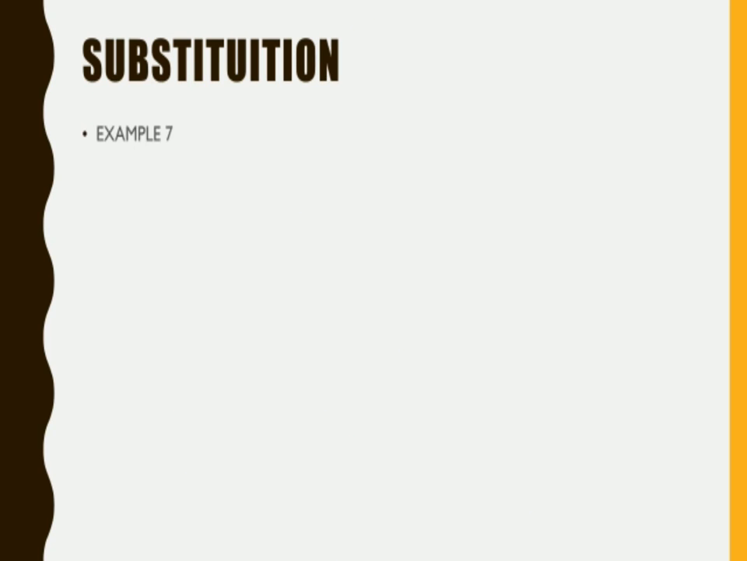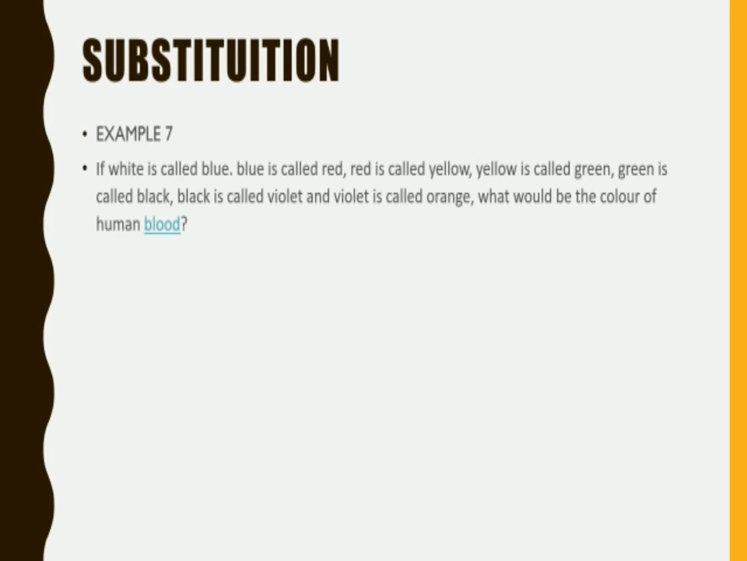Now let us look at the second type, substitution. Look at this example. If white is called blue, blue is called red, and so on. For solving these type of problems, just jump into this last question. What would be the color of the human blood? You'll be knowing that the color of the human blood is red. How is red substituted? Red is called as yellow. So your answer is yellow.